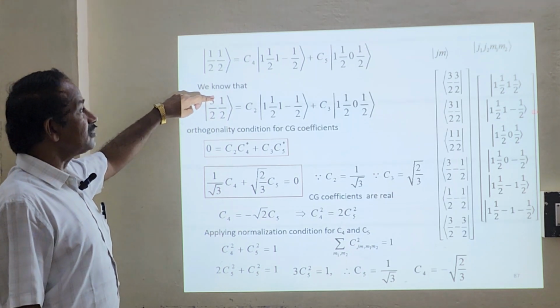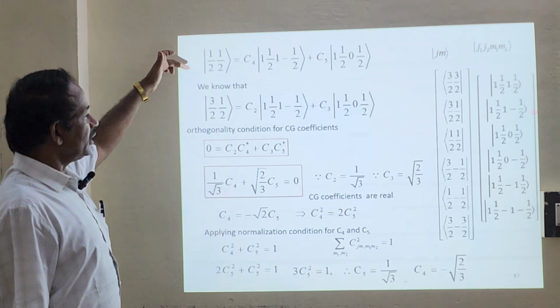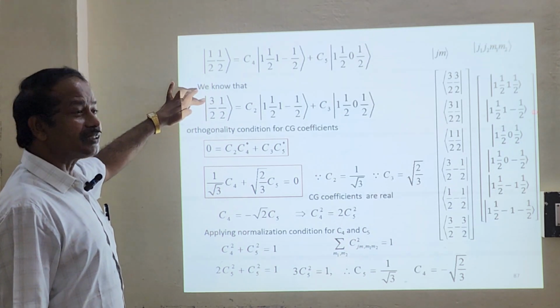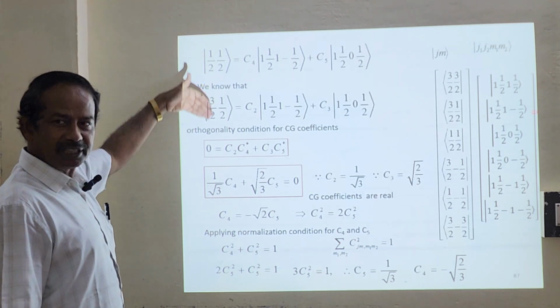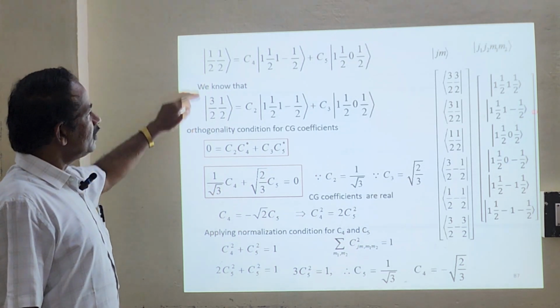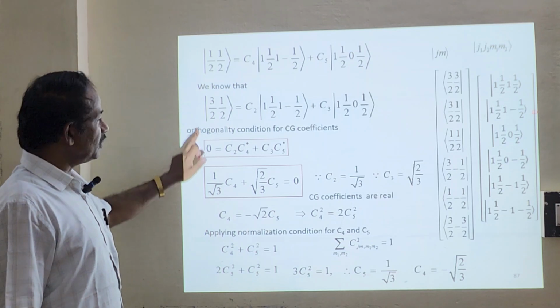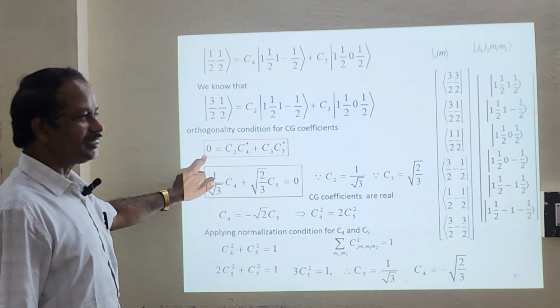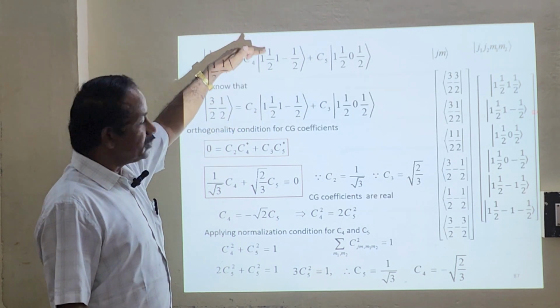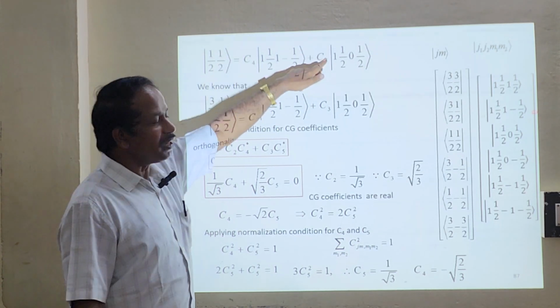Now just go for the orthogonality condition. You just multiply these two. Take the bra and multiply this. That's all. Different states are there, so you will get 0. Correct? You have to multiply these two. I said take the bra on both sides.